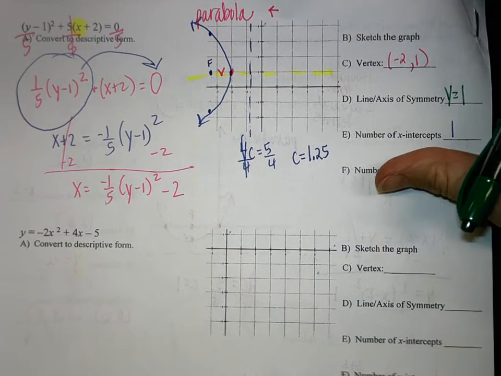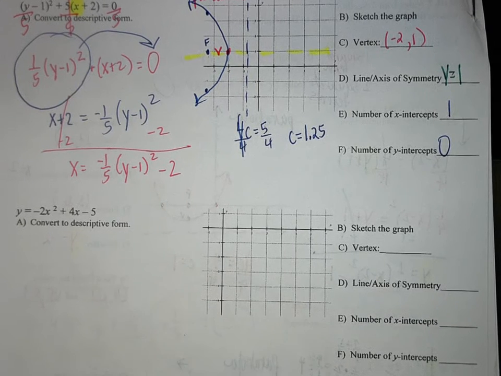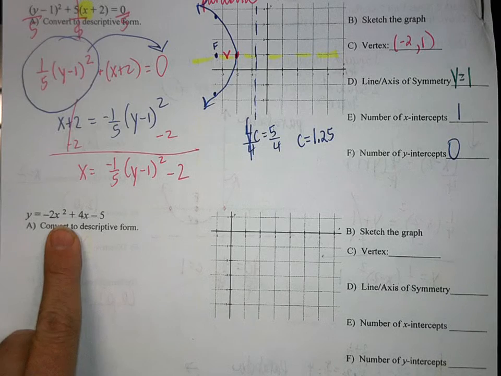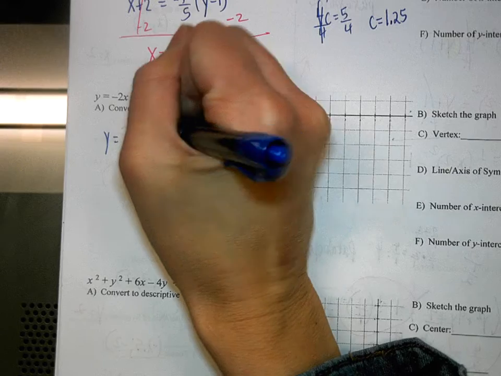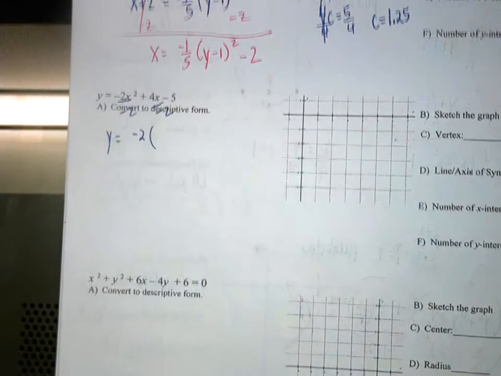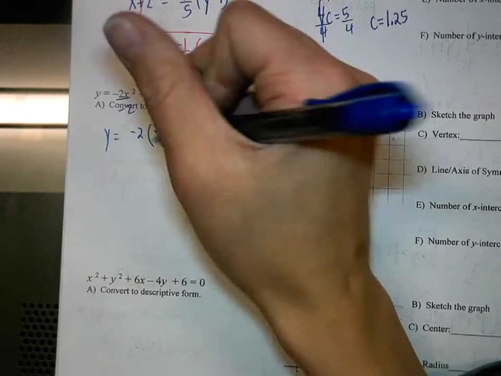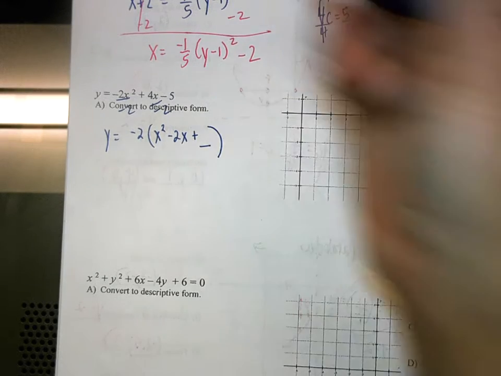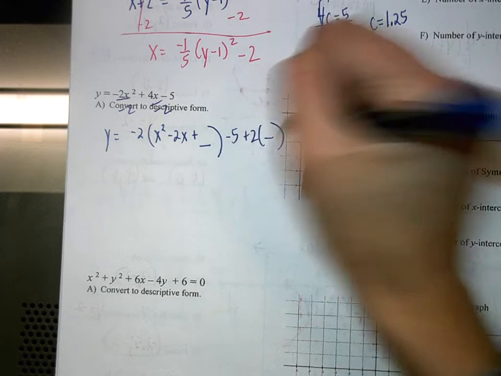Do we have any questions on this one? Okay, we're going to skip this one for... Actually, we can do it really quick. Okay, so we need to put this into the correct form. What will I need to factor out? Negative 2. I divide each of these by negative 2, and what do I end up with? X squared minus 2x plus blank, and then we have minus 5, and then what? Plus 2 times blank. Any questions on those numbers?